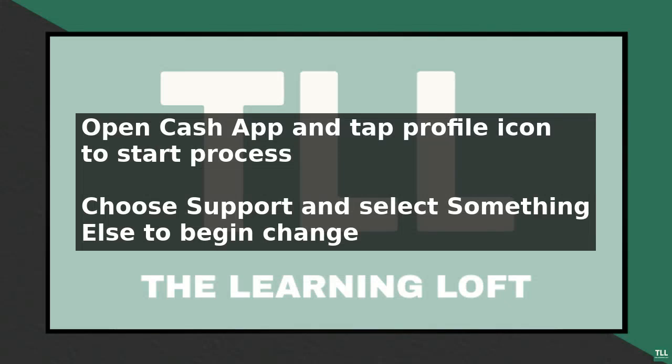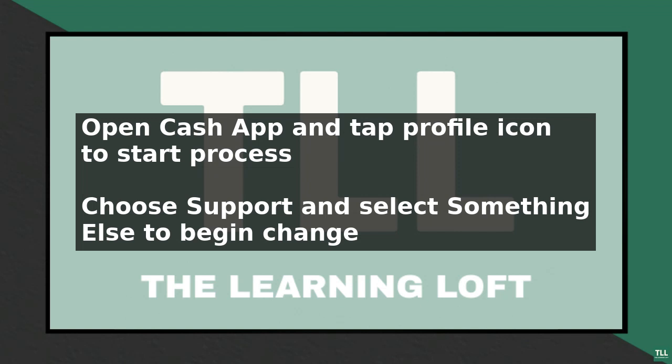To change your Cash App account from personal to business, start by opening the Cash App on your mobile device. Tap the profile icon located in the top right corner of the screen. Then select Support from the menu. Next, choose something else and type Change Account Type in the search bar. Select the option that says Change Account Type and follow the prompts to confirm your selection.